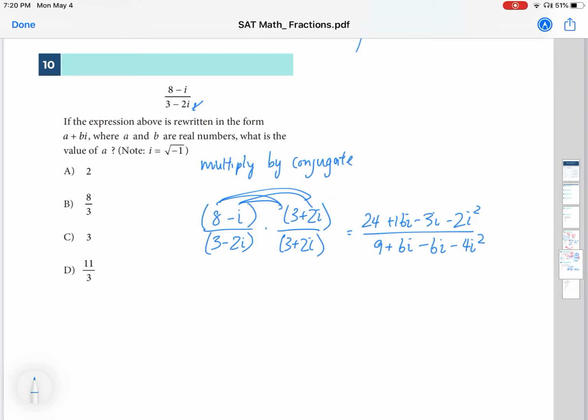Now, if you do a bunch of these conjugate problems, you'll notice that the middle terms in your denominator always cancel out. And that's actually the goal. That's a nice little safety net that we can use to double check our work and make sure that we're doing the problem correctly.